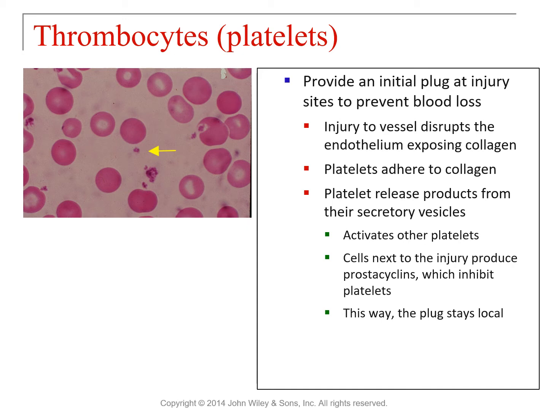Now, when those other platelets settle down, they'll do the same thing. They'll release their products, attracting other platelets, and you can have a positive feedback reaction that could potentially get out of control. However, the cells that are next to the injury will produce chemicals called prostacyclins, and these will inhibit platelets. And this is how you try to keep a platelet plug localized instead of spreading beyond the bounds of the injury.